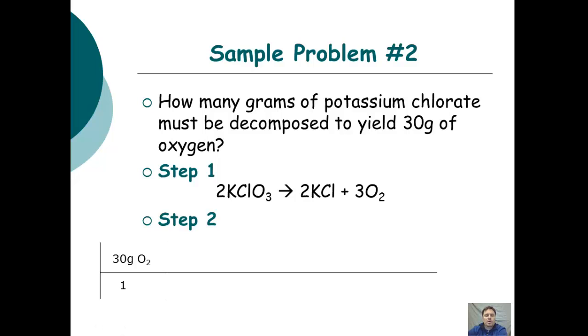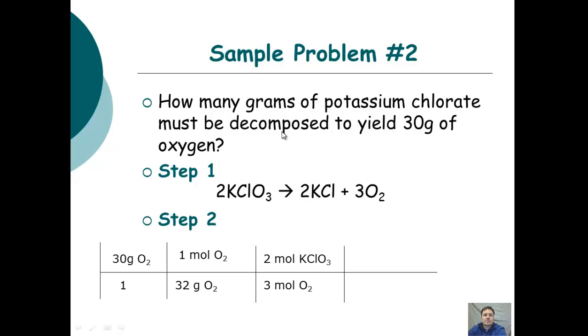Now that's my known, so I have to go from grams of known to moles of known. Well, I know that 32 grams of oxygen, 16 times 2 is 32, is equal to 1 mole. Now I'm going from moles of O2, I want to go to potassium chlorate. So I know for every 3 moles of O2, I have 2 moles of potassium chlorate. So I want to get rid of oxygen, so that's going to go on the bottom. So moles of O2 now cancel out, and then I have 2 moles of KClO3 on the top.